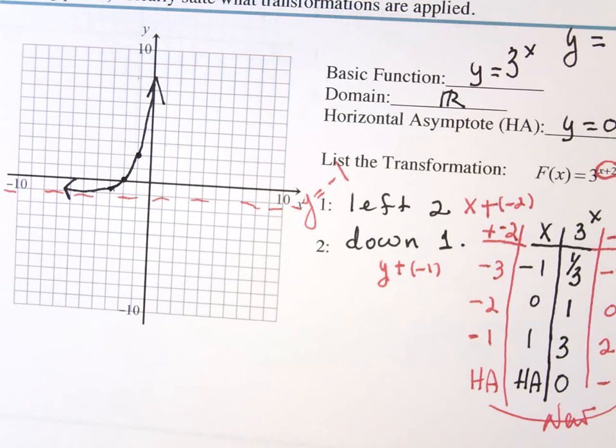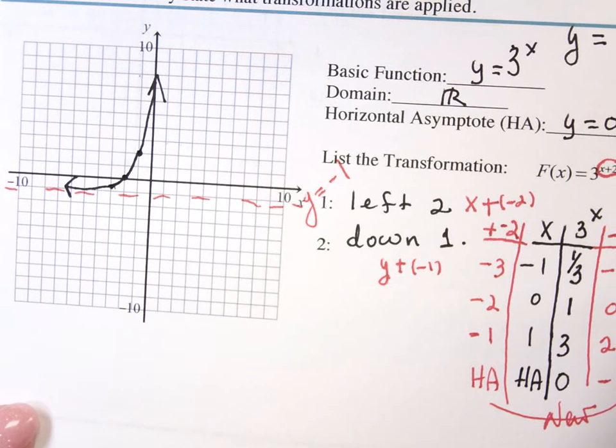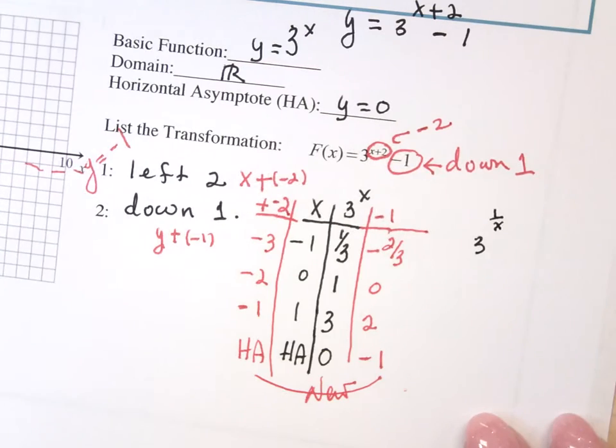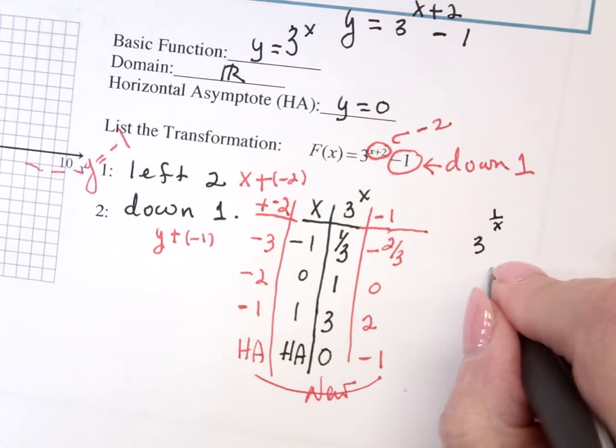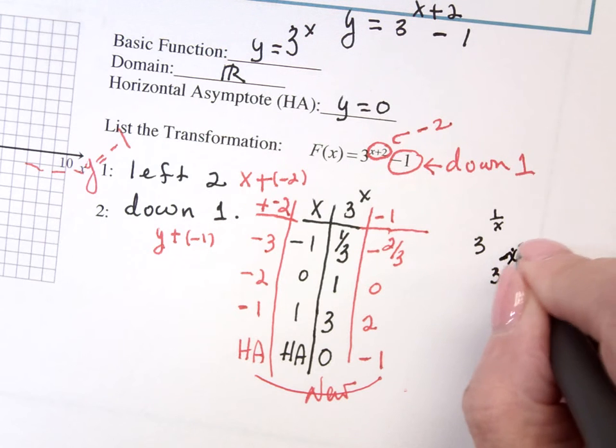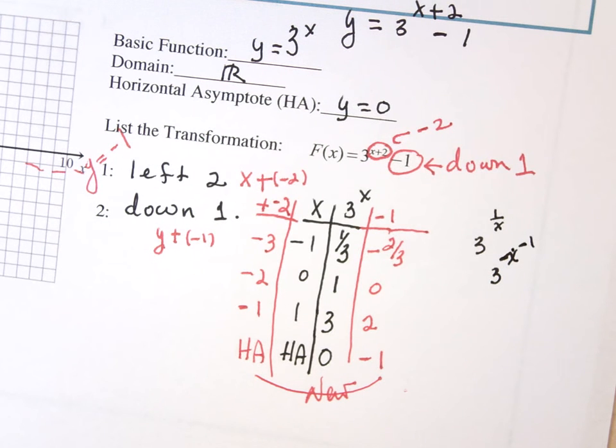So I threw up like a 3 to the 1 over x into my calculator. Why doesn't that come out the same way? Why does that become a 3 to the 1 over x? Why does that do a, you're talking rational function? But this is really rational? 3 to the minus x to the minus 1. Okay. So you don't have one of your basic transformations there because of the 1 over x.